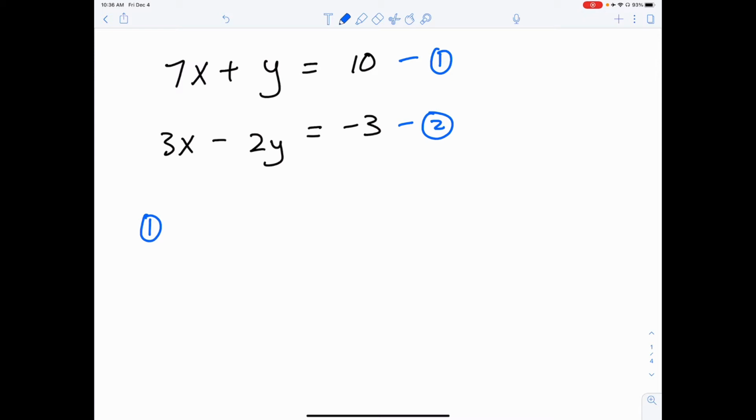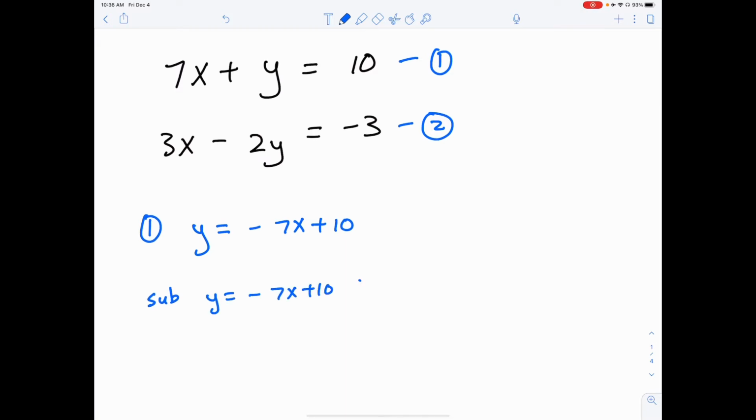So for example, for this one here, I am taking number 1 and I am rewriting it to isolate for y. So I want y by itself. Y equals. So that means I have to move the 7x over to the other side. So therefore, I would subtract 7x on both sides, and we'll get minus 7x plus 10. Using this, we can then put it into equation number 2. So we're going to sub y is equal to negative 7x plus 10 into equation number 2.